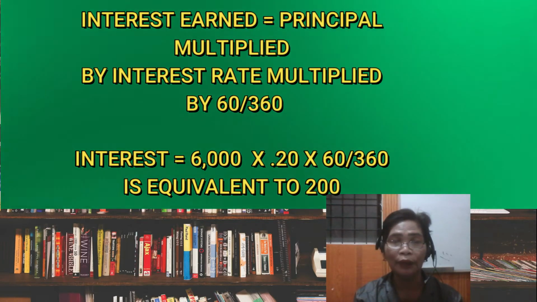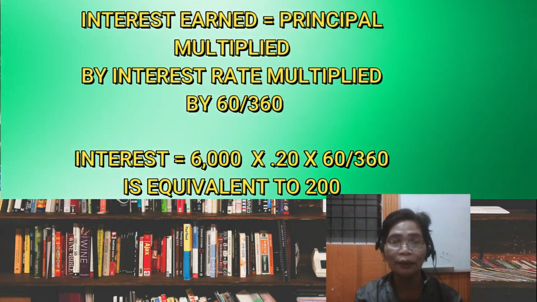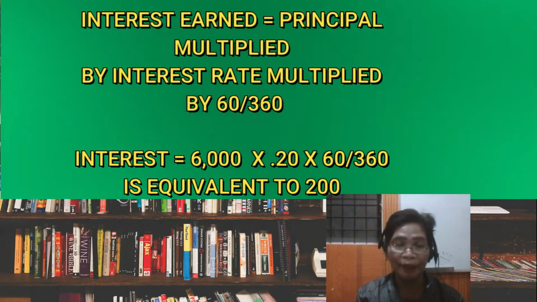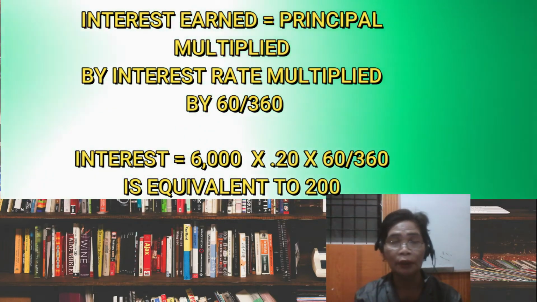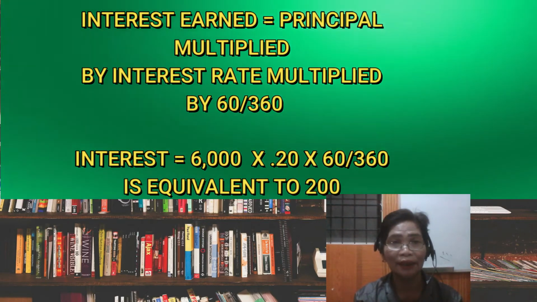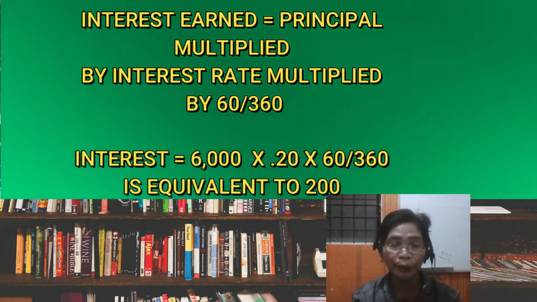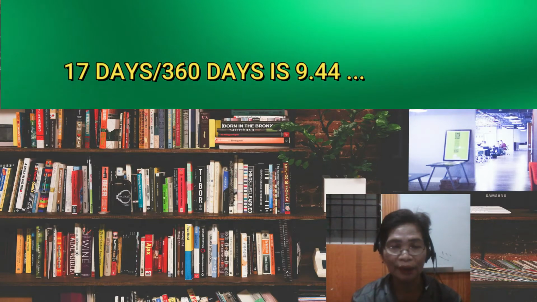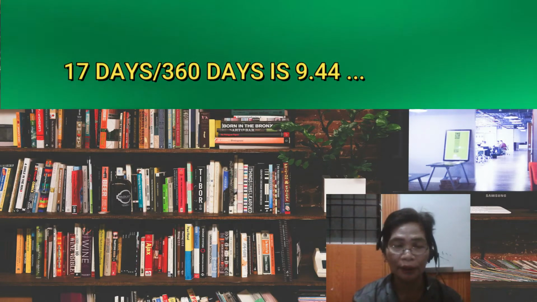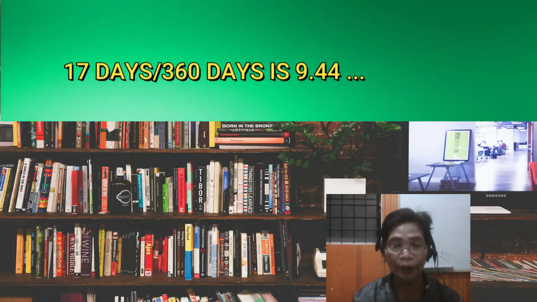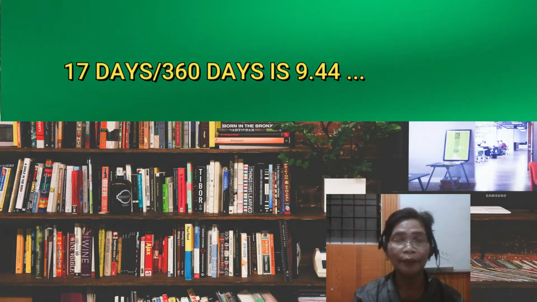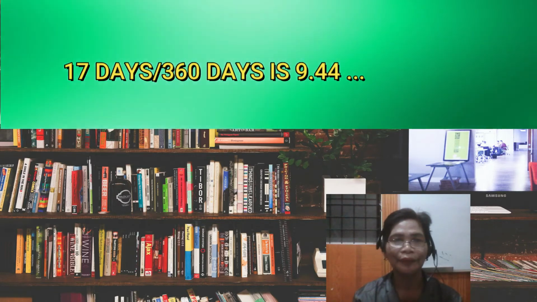But if you look at the date since the promissory note was received to the end of the period, from December 15 to December 31, there are only 17 days. So the second computation is 17 days over 60 days multiplied by 200. You got 56.67. So that is the interest income from December 15 to December 31, 2019.